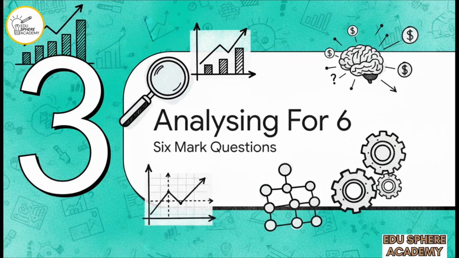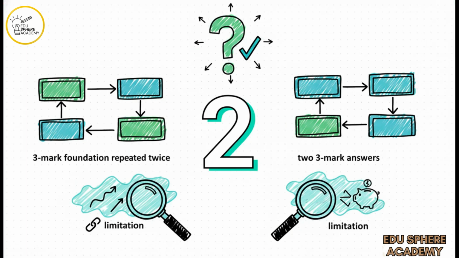All right, level 2, section 3, analyzing for 6 marks. When you come across a 6-mark question with a command term analyze, honestly, things really don't get that much more complicated. 2. That is your magic number here. A 6-mark analyze question is literally just your 3-mark foundation repeated twice. Yep, you just need to write 2 3-mark answers.